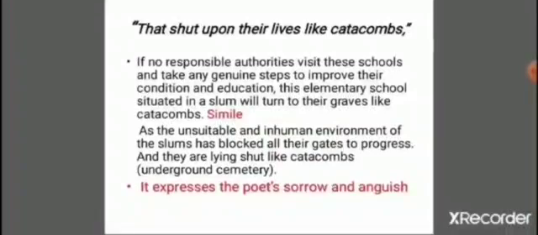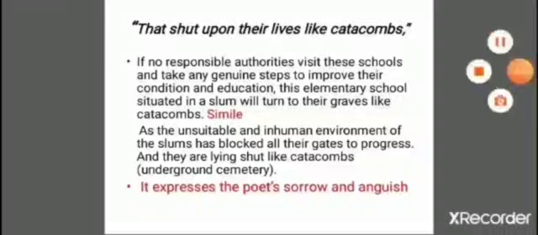And here the poet has used this, their shutting upon their lives like catacombs, as a simile. Catacombs means underground cemetery. So, once again, it expresses the poet's sorrow and anguish to see the miserable condition of these children.